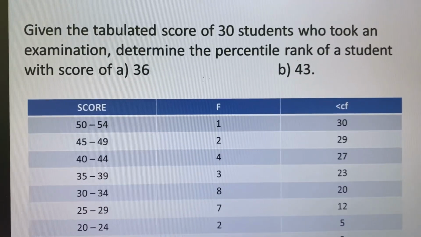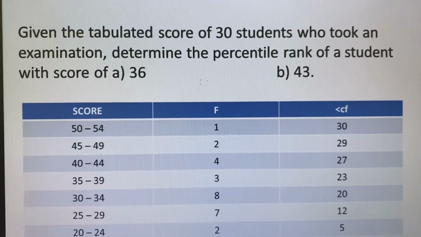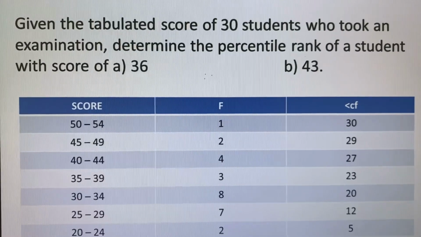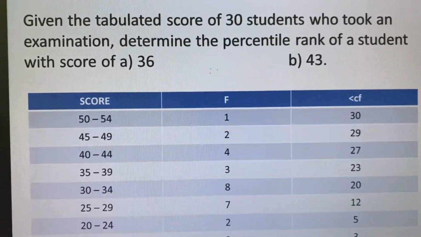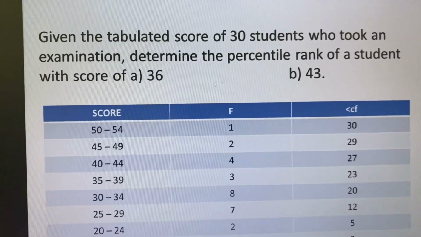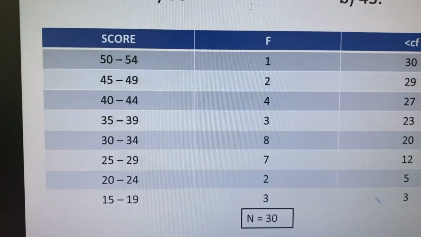So given the tabulated scores of 30 students who took an examination, determine the percentile rank of a student with a score of letter A, 36, then letter B, 43. So this is the given data.